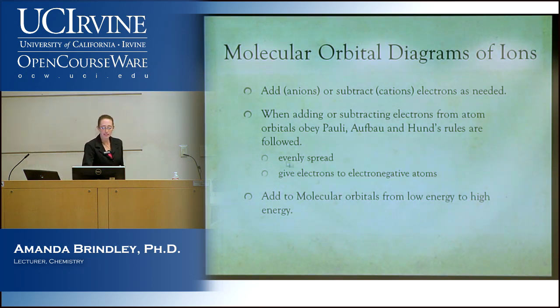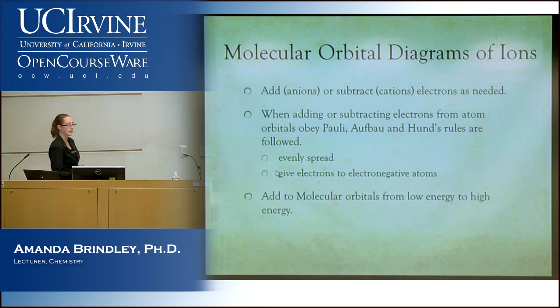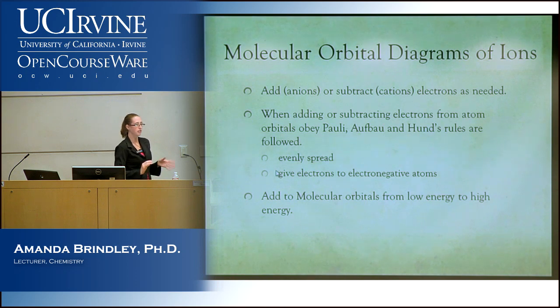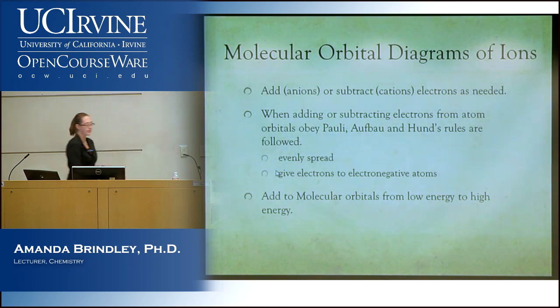Now, this doesn't apply to homonuclear diatomics. Homonuclear means same nucleus, right? So heteronuclear would mean different nuclei. So far, we've only done the homonuclear ones, just because they're a little bit simpler to deal with, so we're starting there. But when we get to heteronuclear ones, you're always going to give the electrons to the electronegative atoms. Where are you going to take the electrons away from? The non-electronegative or the electronegative?